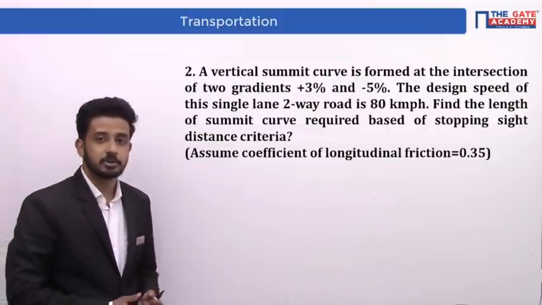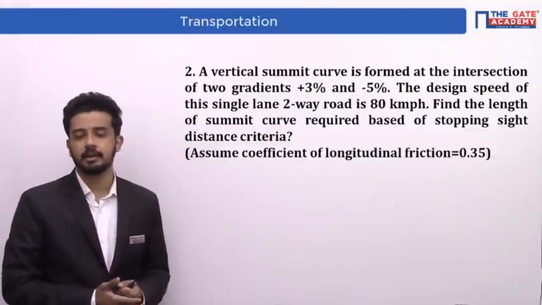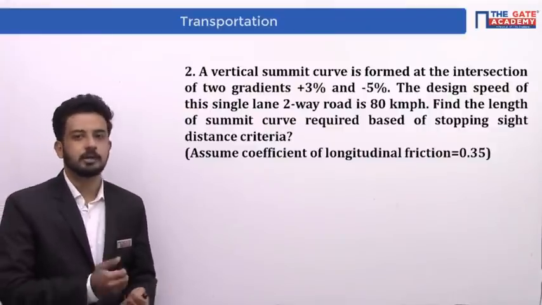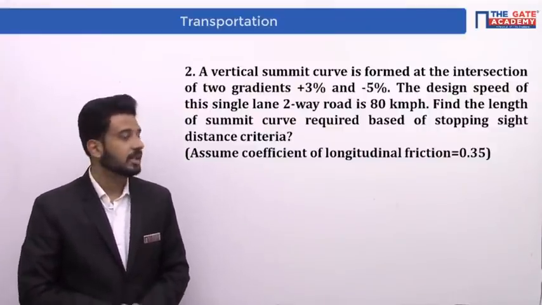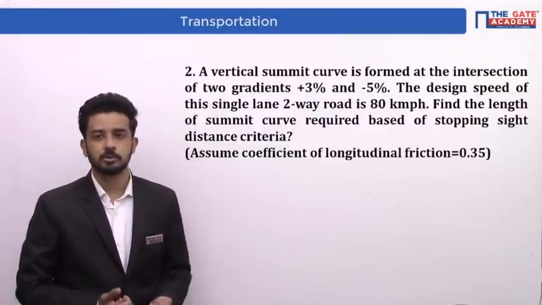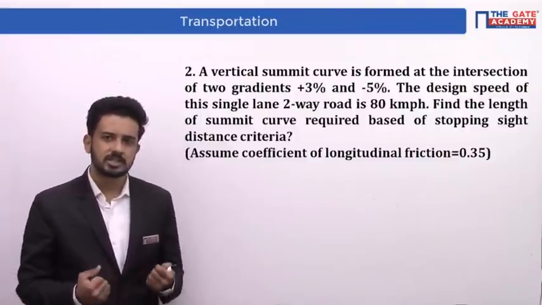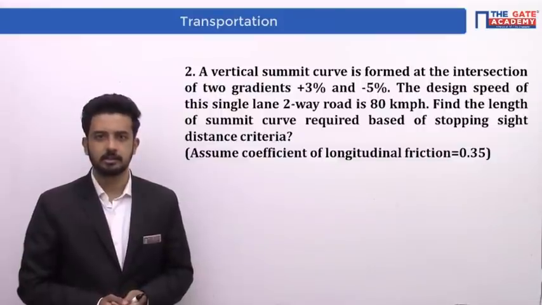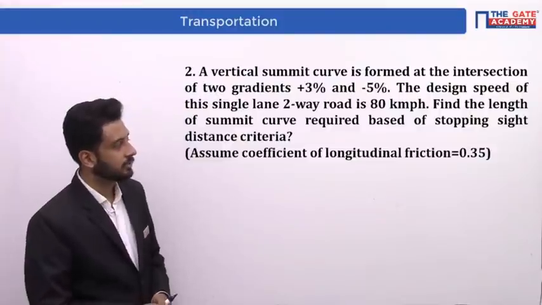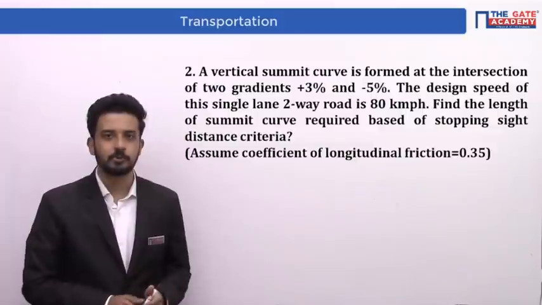So let's read the question and understand what we have to do, what all data they have given, what all values they have given, and what we have to find out. They asked the length of summit curve, correct? So if you want to find the length of summit curve, we should know based on which criteria we have to design it. Okay. So read the question, which criteria they have given. They have given that based on stopping sight distance criteria we have to find out.